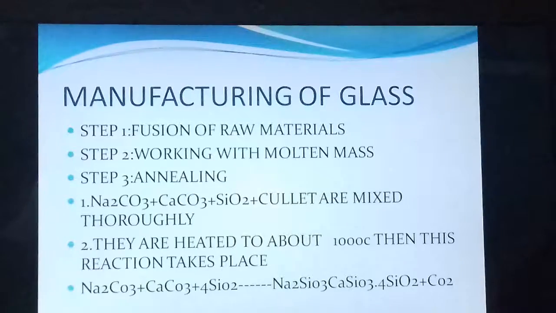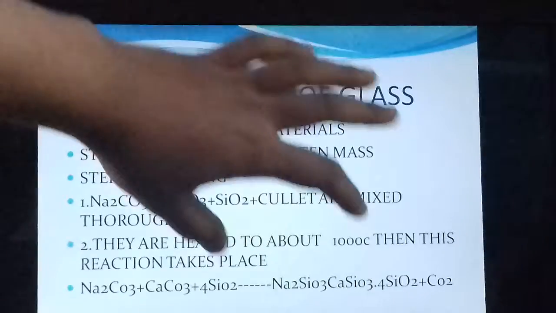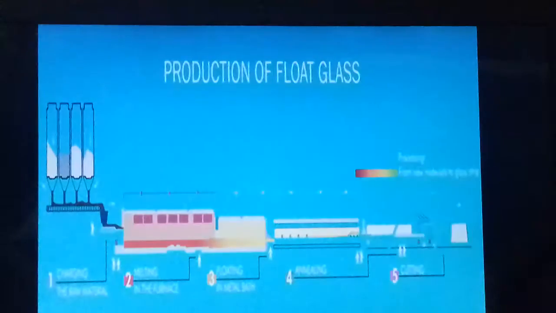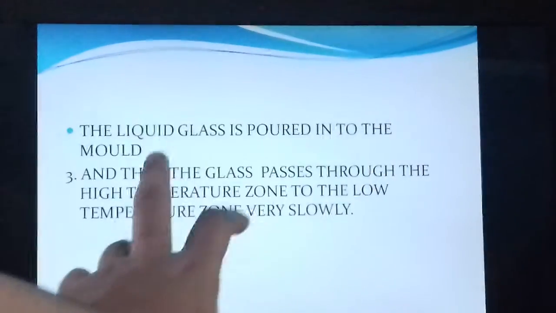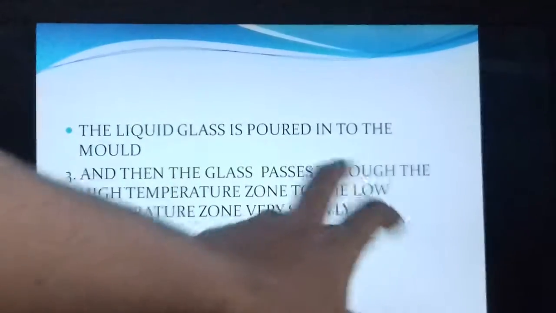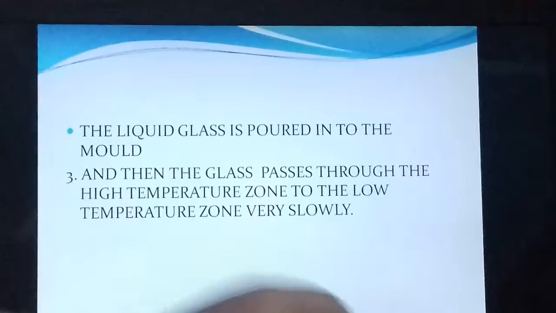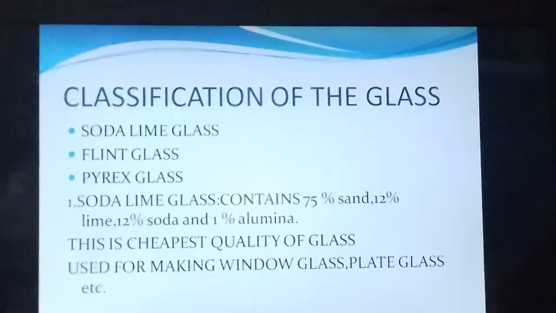Na2CO3, Na2SiO3, CaSiO3 plus 4SiO2 plus CO2. This is the glass we are getting. So as I said, liquid glass is poured into the mold, and then the glass passes through the high temperature zone to the lower temperature zone very slowly. So we will get good quality glass.